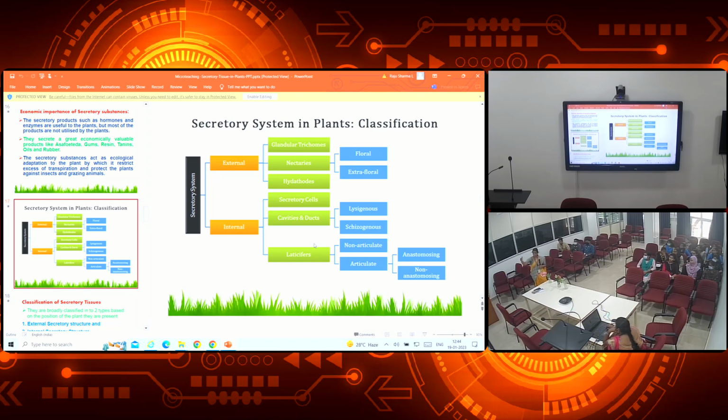These secretory tissues can be classified mainly into two forms: one is external and another one is internal. Coming to the external part, we can find structures such as nectaries, hydathodes, trichomes, which are hair-like structures, and also insectivorous plants like Drosera, which you might have seen earlier.